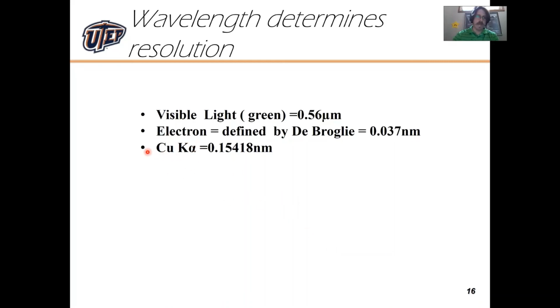Copper K alpha is an X-ray, and it's a very common wavelength used on X-ray diffractometers, and it happens to be the wavelength of our X-ray diffractometers here in metallurgy. We'll learn a lot more about what all this means when we talk about X-ray diffractometry, but the wavelength of the X-rays in our diffractometers is 1.54 angstroms, or 0.154 nanometers.